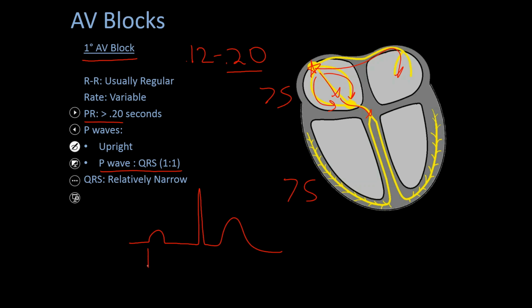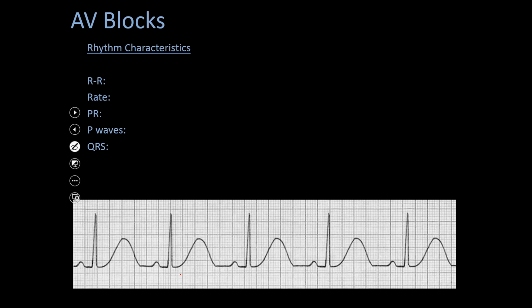It just so happens that that delay took longer than normal. So we'll say this is a 0.28 PR. So it took longer than what would be expected. So let's look at an example strip of first-degree AV block.